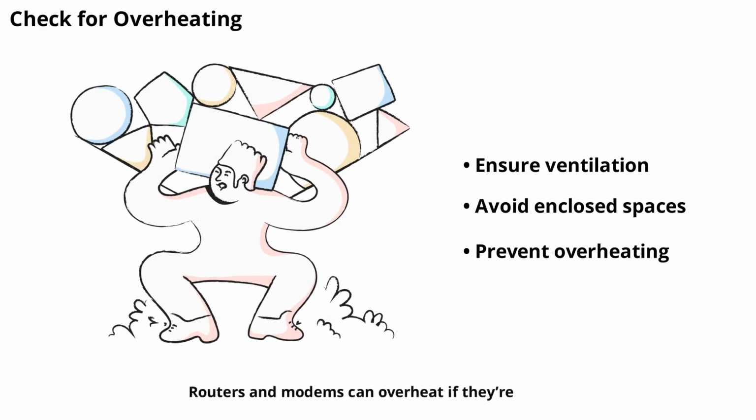Routers and modems can overheat if they're placed in enclosed spaces or covered by objects. Overheating can cause slowdowns or even temporary outages. Make sure your equipment has plenty of ventilation and isn't blocked by furniture or other items.